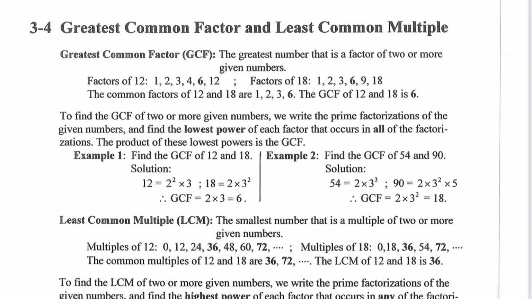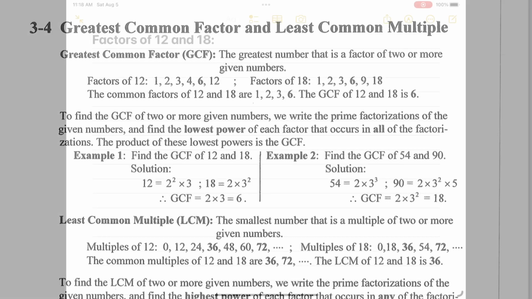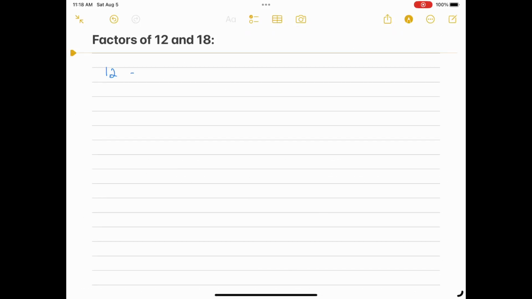Greatest common factor and least common multiple. Greatest common factor, or GCF, is the greatest number that is a factor of two or more given numbers. The factors of 12 are 1 times 12, 2 times 6, 3 times 4. So the factors of 12 are 1, 2, 3, 4, 6, and 12.